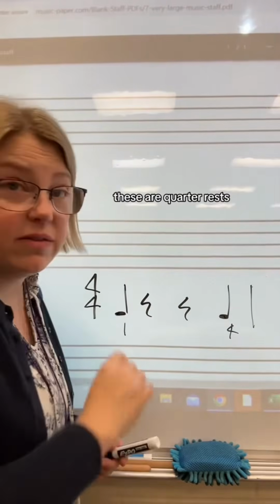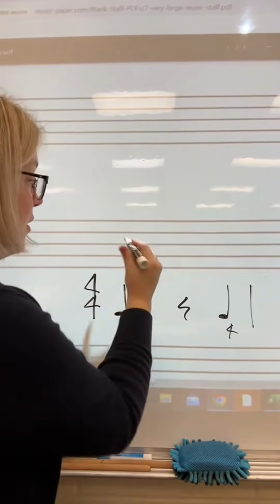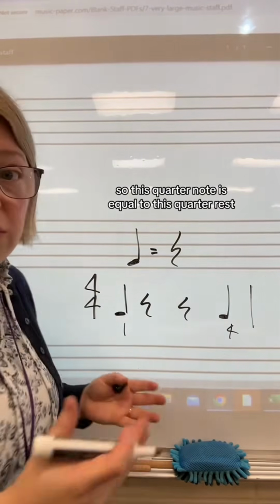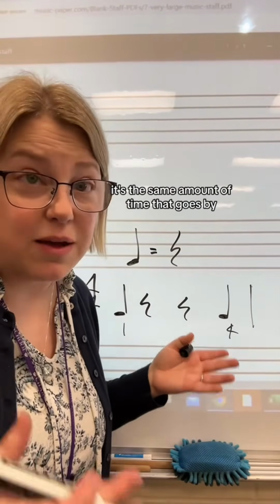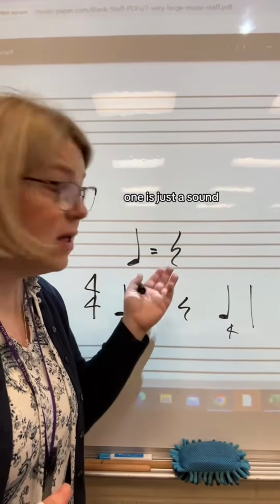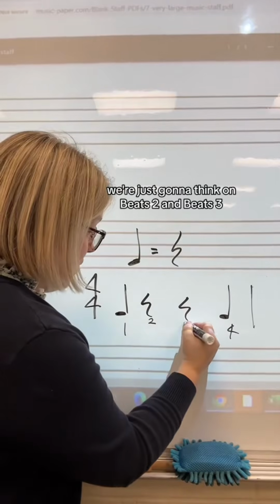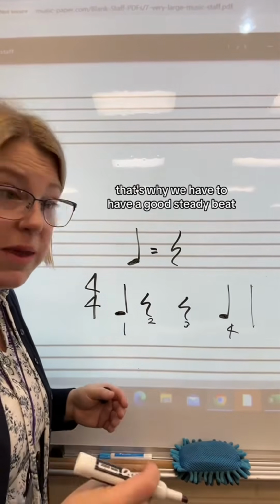These are quarter rests, and they are only 1 beat long. So this quarter note is equal to this quarter rest. It's the same amount of time that goes by. One is just a sound and one is silent. So if we go back to this rhythm, we're just going to think on beats 2 and 3. That's why we have to have a good steady beat.